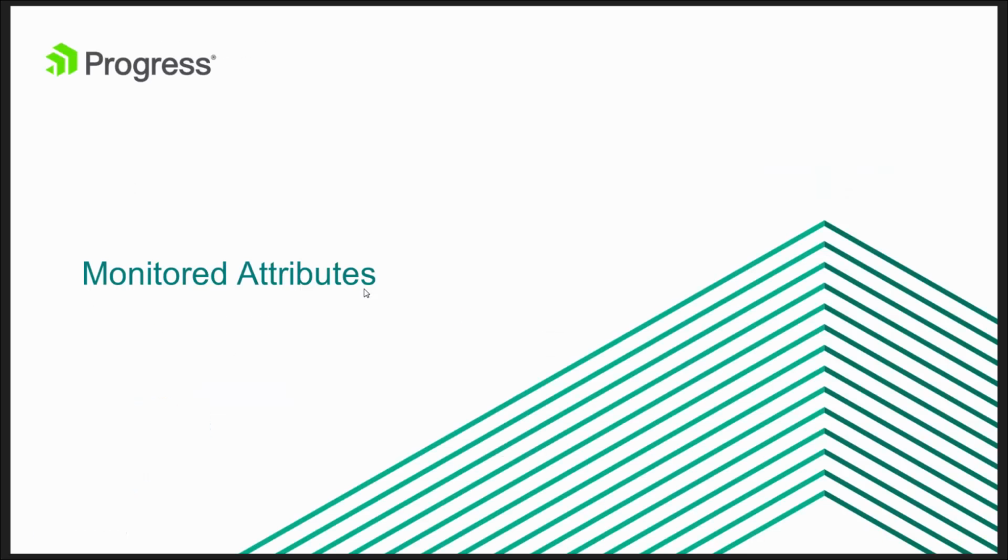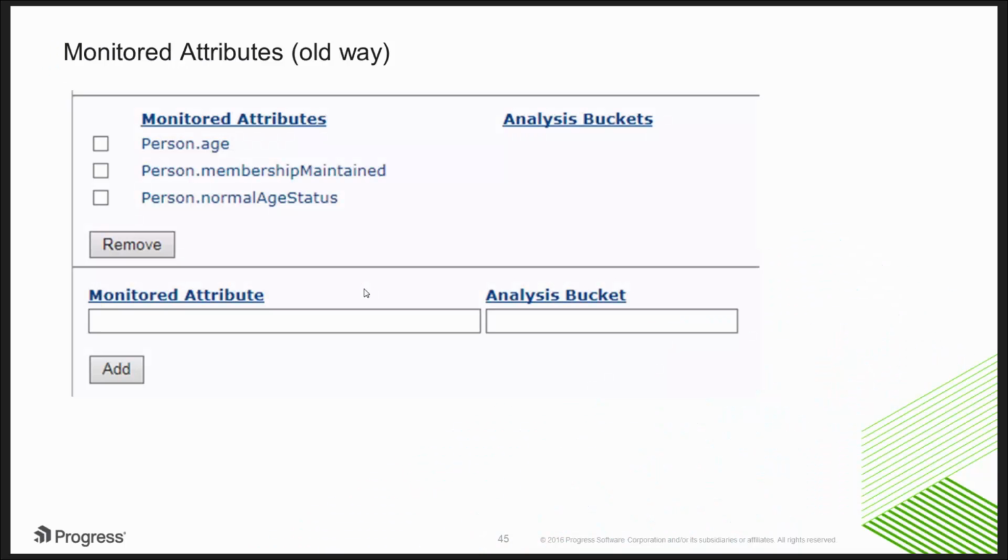Okay, I said I would come back to monitored attributes. We've had monitored attributes for some time. And if you're familiar with the mechanism prior to 5.6, the way that you would set up a monitored attribute is to go into the screen and type in the name of the attribute. You type in the entity name and then a dot and then the attribute name. This, of course, relied on you remembering the correct spelling, and very often you'd find yourself jumping back and forth between Studio and the server console to get the spelling right.